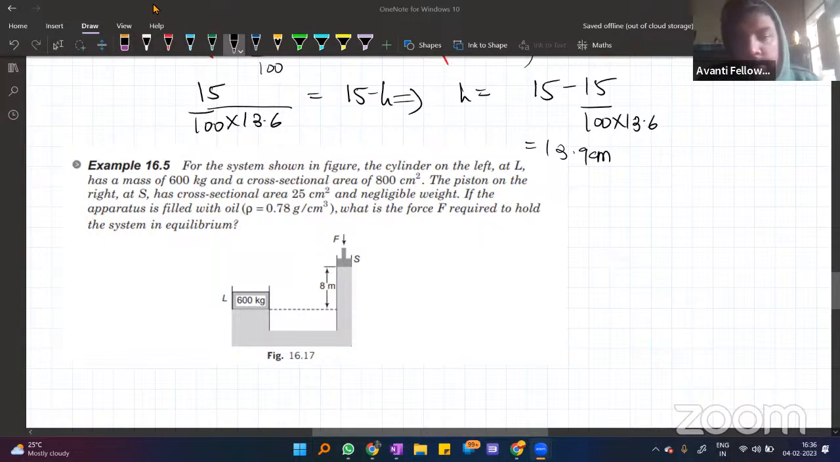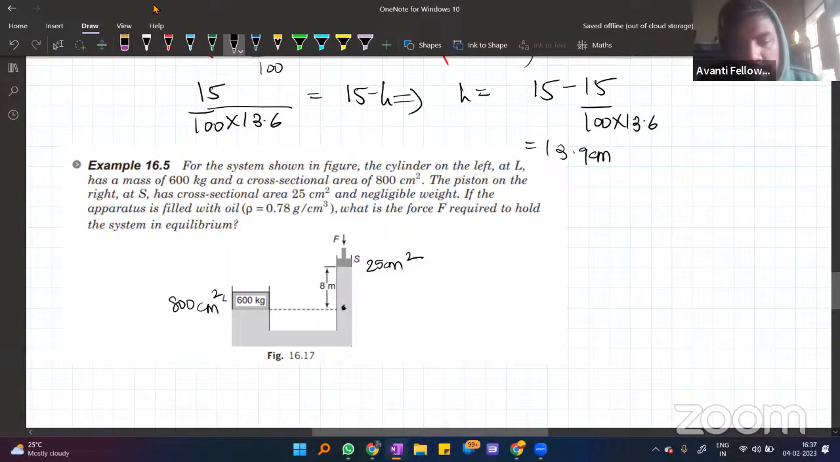Okay, let me solve this question now. For the system shown in the figure, the cylinder on the left at L has mass 600 kg and a cross-sectional area, means here the mass is 600 kg and the area is 800 centimeter square, right? And after that, the piston on the right at S has cross-sectional area 25 centimeter square and negligible weight. If the apparatus is filled with oil, what is the force F required to hold the system in equilibrium?